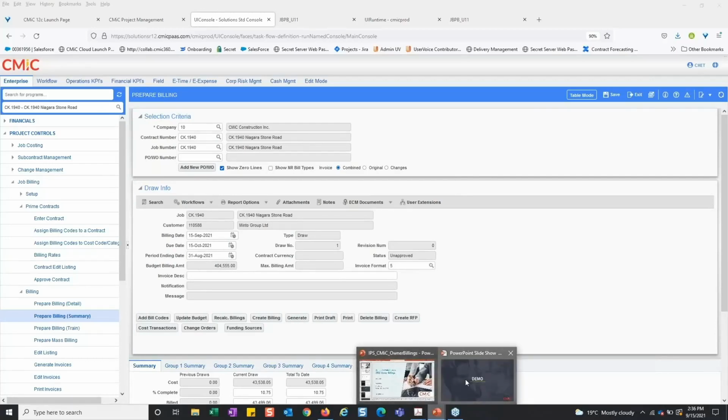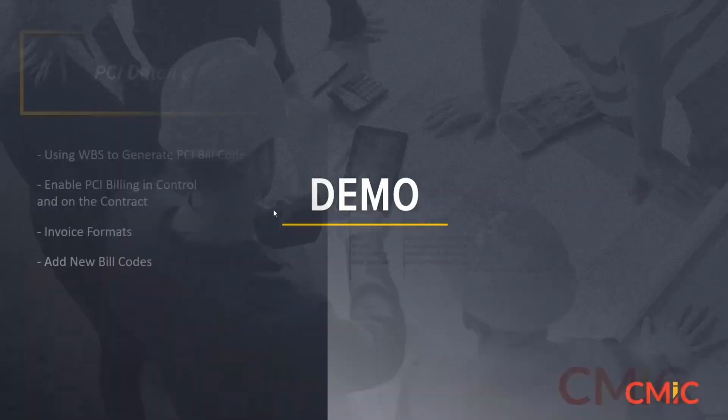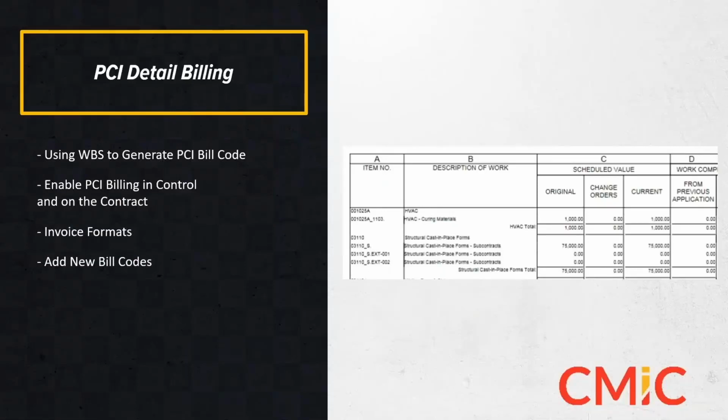Let me just jump now back in my little slide deck here. And so that's it for setting up our schedule of values. These next portions I think will go a lot quicker so that we have lots of time for some questions. And so what I'm going to talk about next is PCI detail billing.